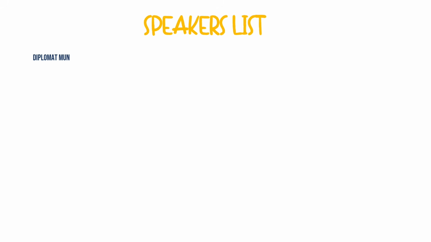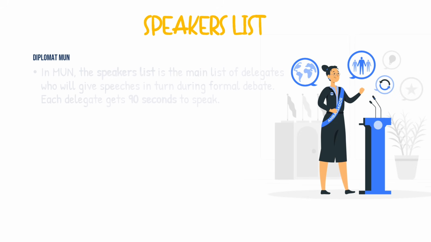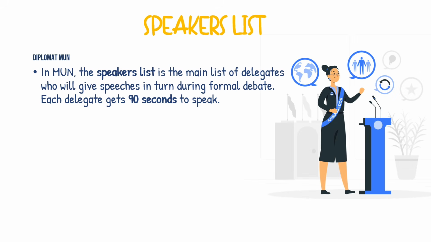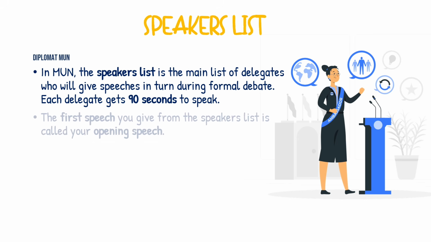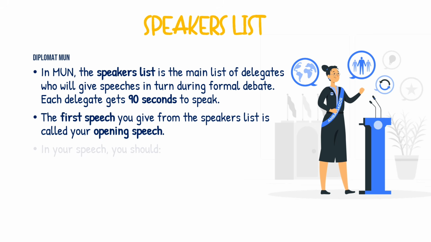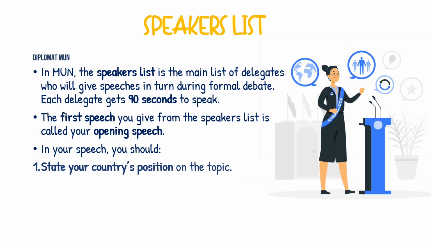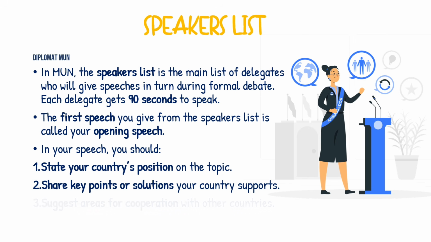Next is the speakers list. In MUN, the speakers list is the main list of delegates who will give speeches in turn during formal debate. Each delegate gets only 90 seconds to speak. The first speech you give from the speakers list is called your opening speech. In your speech, you should state your country's position on the topic, share key points or solutions your country supports, and suggest areas for cooperation with other countries.